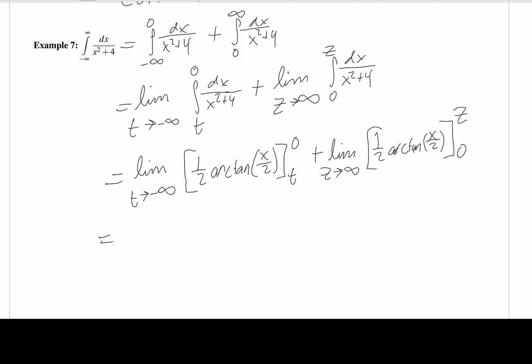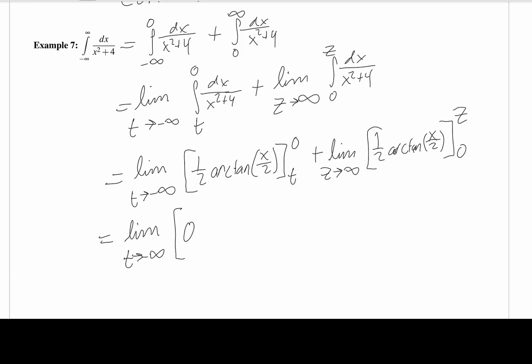Okay, now we can start looking at evaluating this. So this is the limit as t goes to negative infinity. So when I plug in 0, I'm going to get arctan of 0 over 2. So it's arctan of 0, which is 0. So plugging in 0, we just get 0. That's why I chose this as our split point, because it's really nice to plug in here.